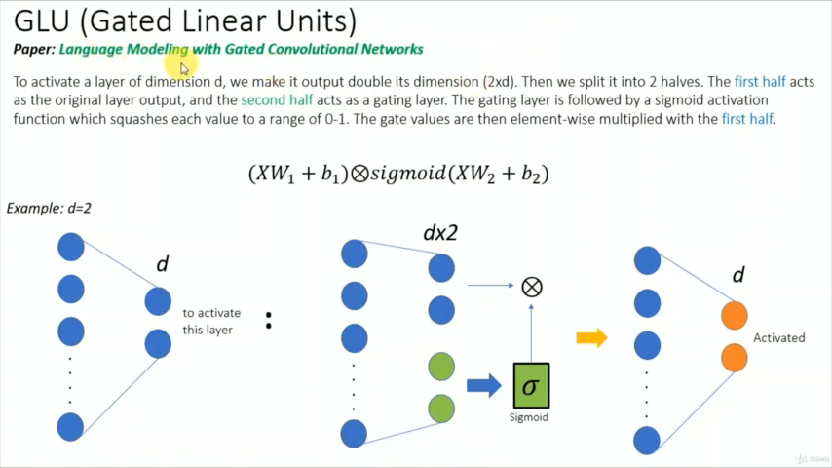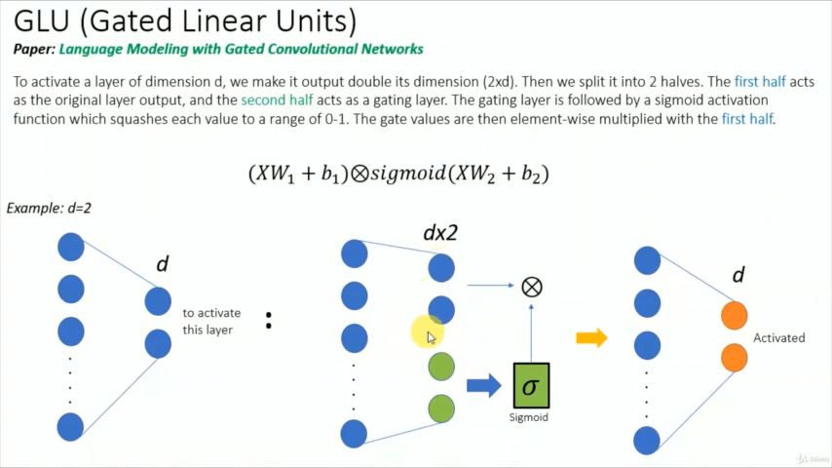Okay, so this is the network that we have, and now suppose we want to activate this layer, and this layer has a dimensionality of d. Here in this example, we're assuming that d equals 2. In order to activate this layer with a GLU, we're going to make its output double its dimension, which is d times 2, which is 4. So it's going to output 4 neurons, and then we're going to split these 4 neurons into 2 halves.